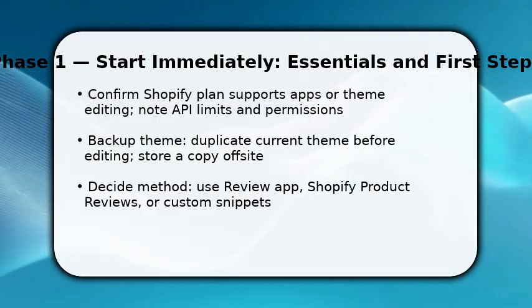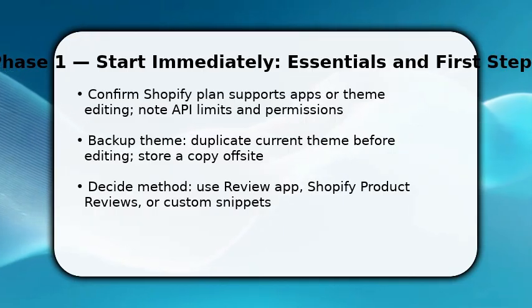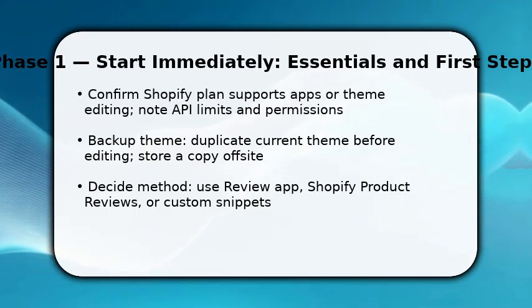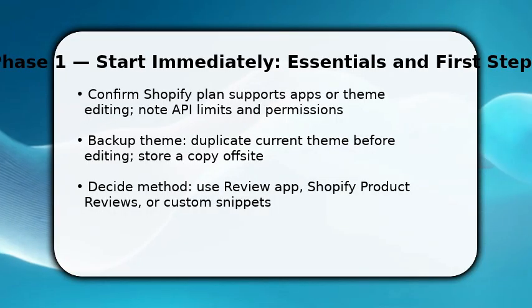You have the essentials: admin access, theme backup, and a decision on method. First, duplicate your live theme. This protects sales pages. Next, install a review app or open theme code if you prefer custom snippets. Make sure apps have right access. Why start here? Because you must avoid breaking product pages.